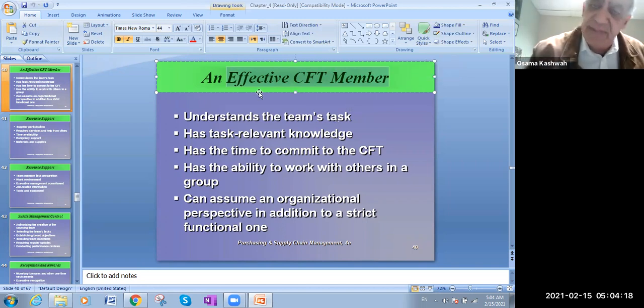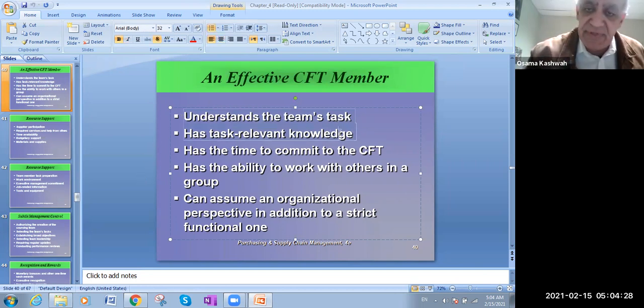Okay, the effective ones have keys of success, which is understanding the team task. They are aware of the team task and have task-relevant knowledge. They have the time committed to the cross-functional team, so they have enough time to give to the cross-functional team.